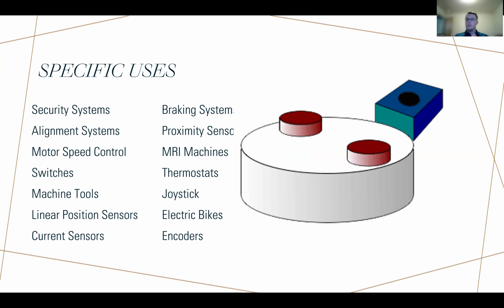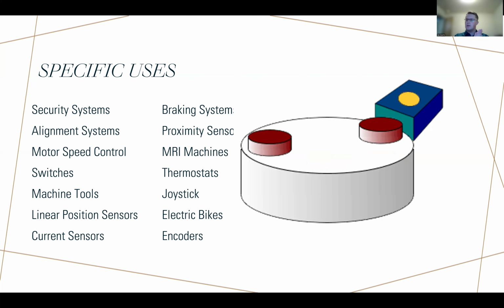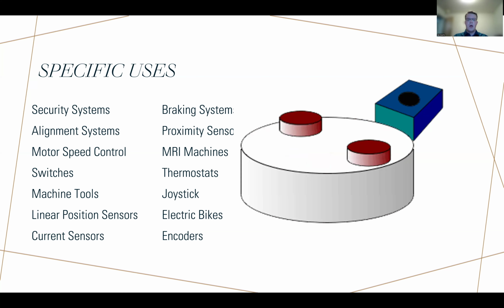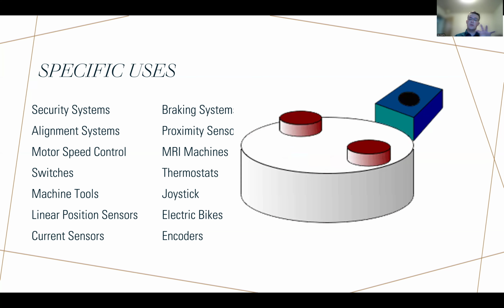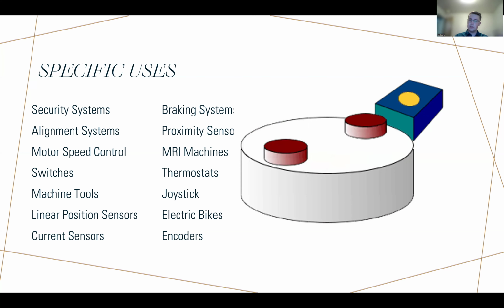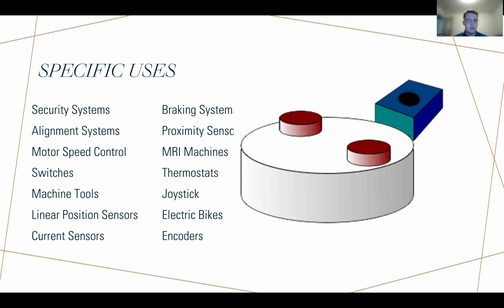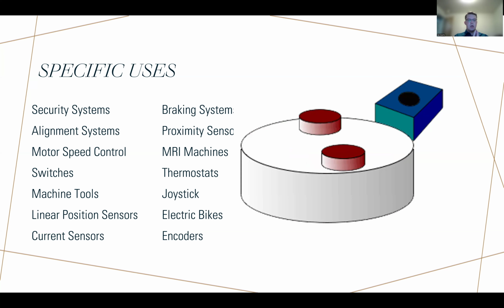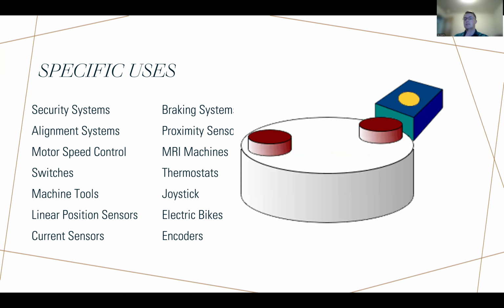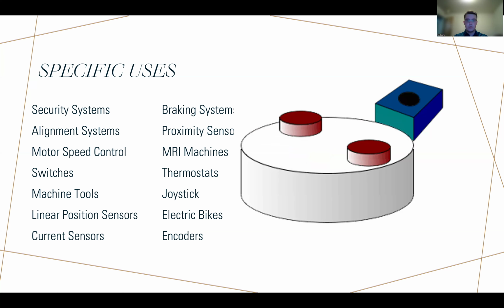Switches, some people use them as switches. It would be similar to how they're used in security systems, detecting whether something is closed or not. Those are often called reed switches, but you can use a Hall effect sensor instead. Machining tools are once again high precision applications, used to know where something is, how fast it's moving, or even how fast it's rotating.